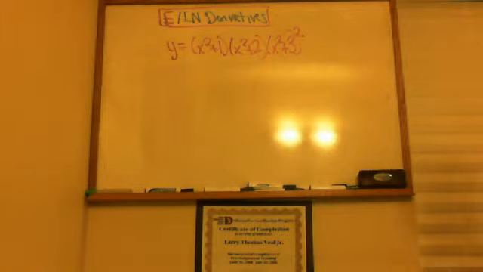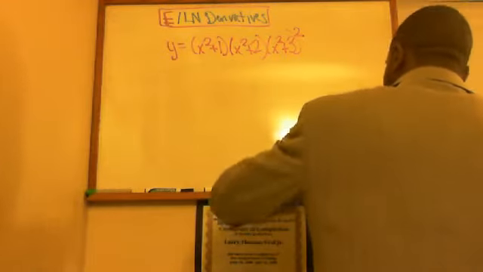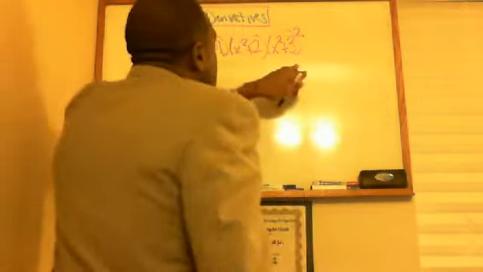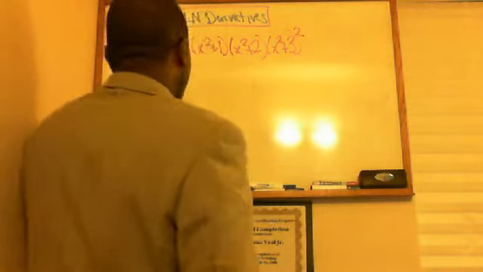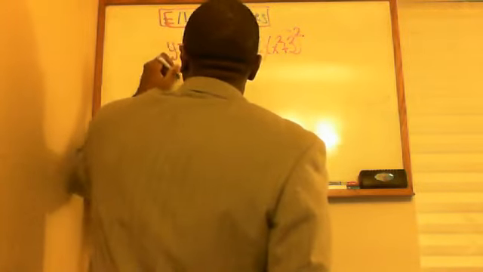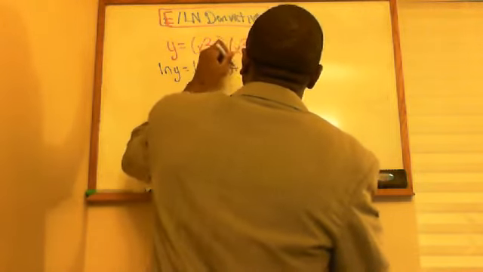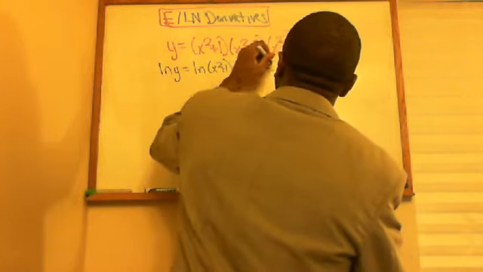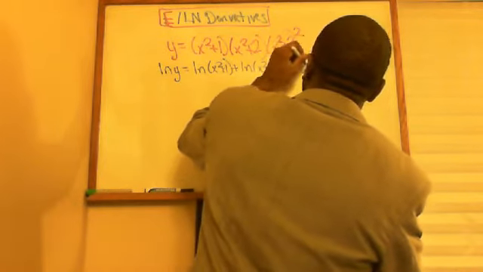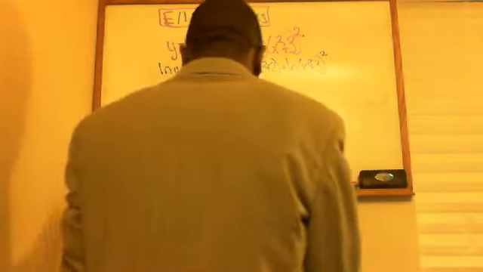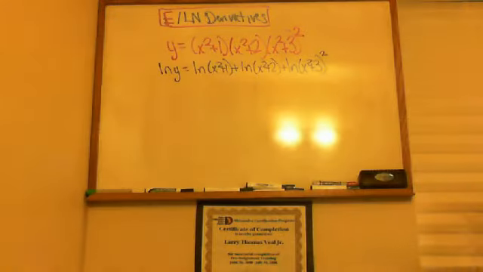Now, the next step I take: I already know I'm multiplying all of these together, so I take the natural log of both sides. So natural log of y equals natural log of x squared plus 1, plus natural log of x squared plus 2, plus natural log of x squared plus 3 squared. Point blank. That's the first step to doing this problem correctly. Separate all your natural logs up.